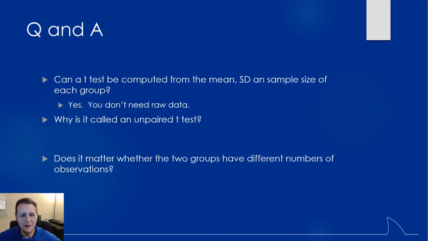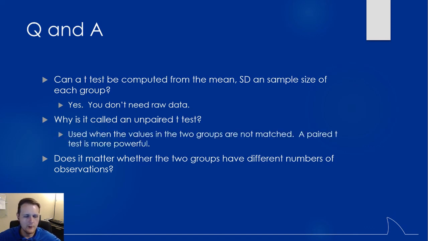Why is it called an unpaired t-test? Well, it's basically going to be between groups that have no relationship together. They're not matched. You're going to find that a paired t-test is always going to be a little bit more powerful. It's not going to be quite as robust, but this is why we want to make sure we're following the assumptions of an unpaired t-test first.